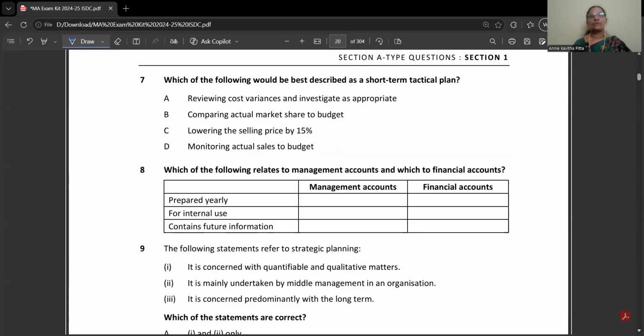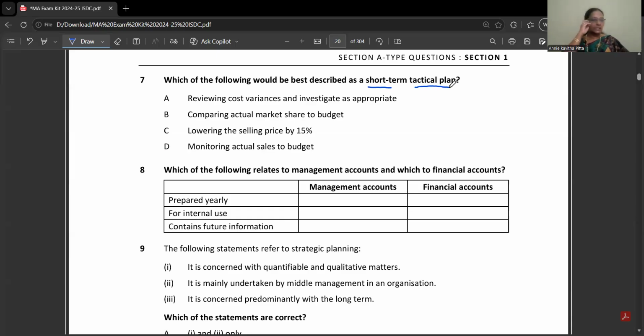Then we have seventh one. Which of the following would be best described as a short-term tactical plan? Okay, tactical plan wherein detailed planning is taken up. After that, apart from detailed planning, the resource utilization basically. Apart from resource utilization, we also see work allotment. Okay, work is assigned to various people in the organization. Here they talk about a short term, but also it's a tactical plan.